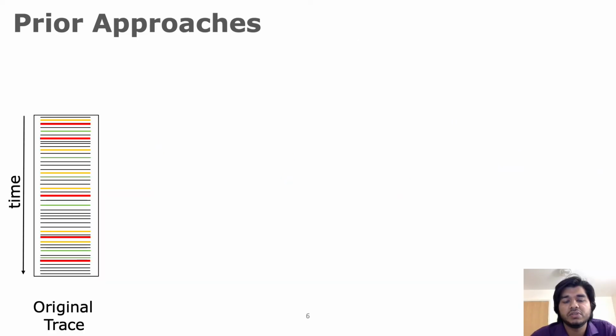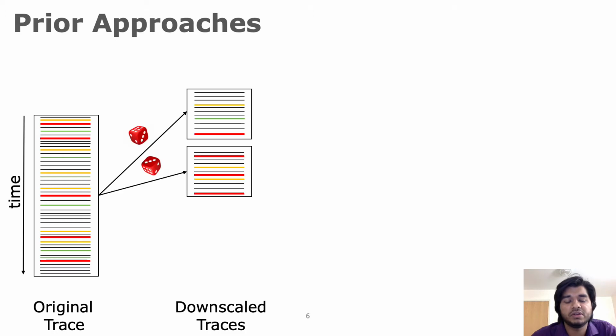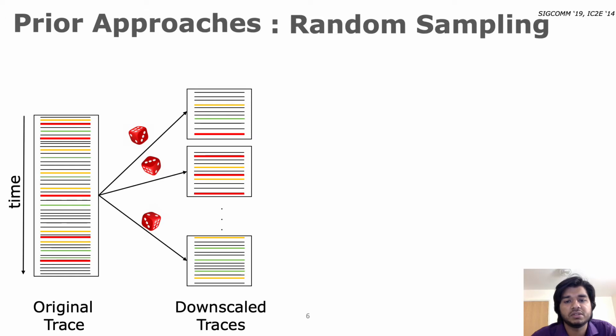In this slide, we use an alternative representation of the trace for demonstration purposes. Here, we show a trace that has different request types and request sizes. Each request is depicted with a horizontal line. We depict the different request types by using different colors and different request sizes by using different thickness of the line. The widely used approach for downscaling we are discussing here involves randomly picking requests to generate downscaled traces. We call this approach random sampling.